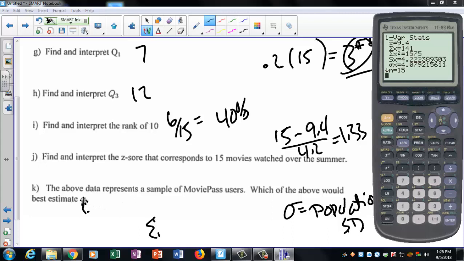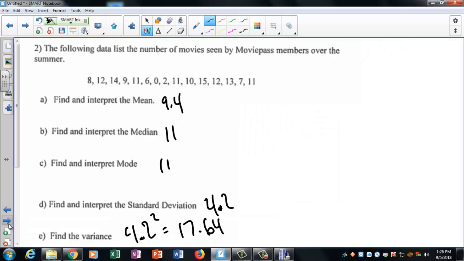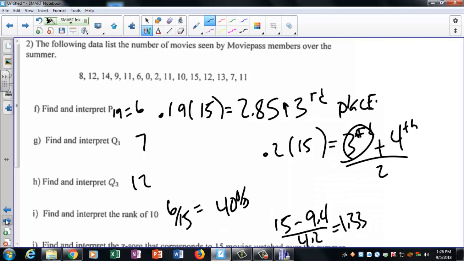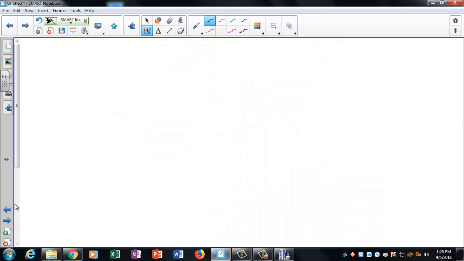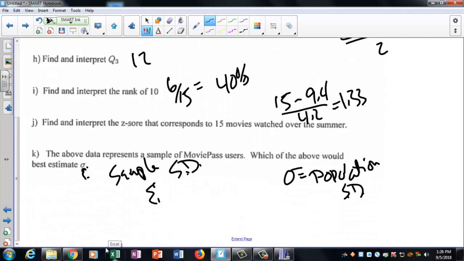If sigma is the population standard deviation, then the sample standard deviation would be your best approximation for that. And so for that, you would just say the sample standard deviation. I believe it was letter D. Okay, sample standard deviation, letter D.